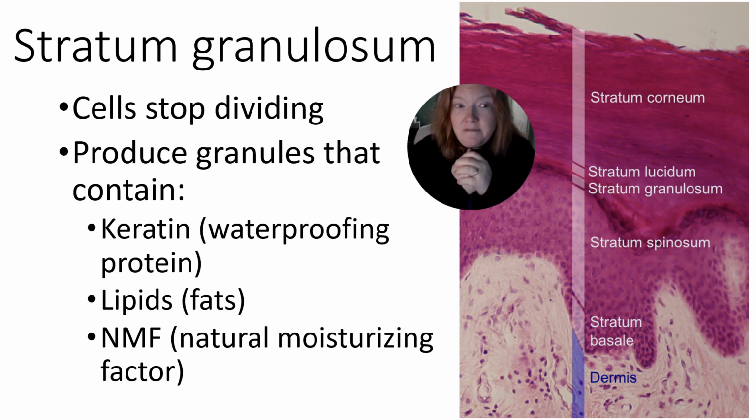All right, then we have the stratum granulosum. Here, the cells stop dividing and they produce granules, hence granulosum. And what do those granules contain? They have keratin to waterproof the cells. They contain lipids or fats, and they contain a natural moisturizing factor.